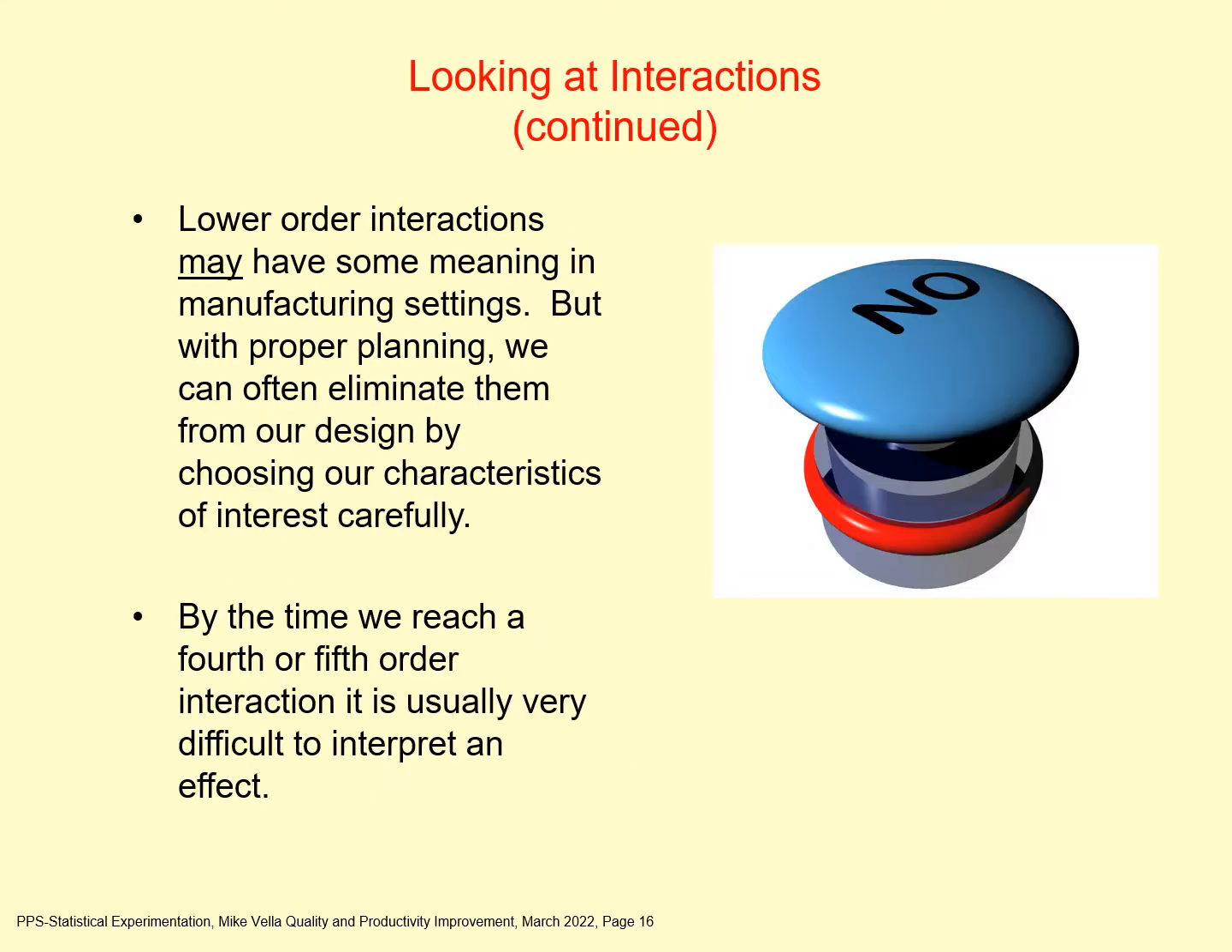Lower order interactions may have some meaning in manufacturing settings, but with proper planning, we can often eliminate them from our design by choosing our characteristics of interest very carefully. When you consider full factorial experiments, by the time we reach a 4th or 5th order interaction, it's usually very difficult to interpret an effect.